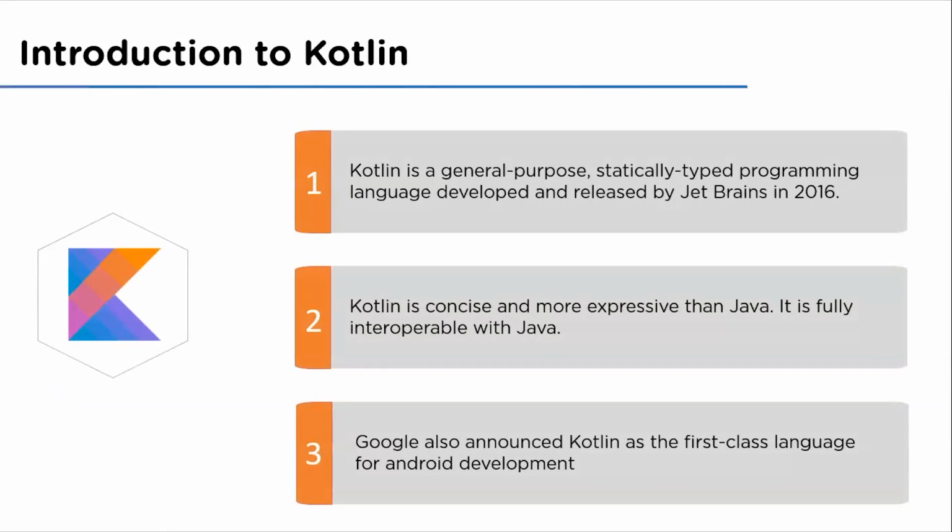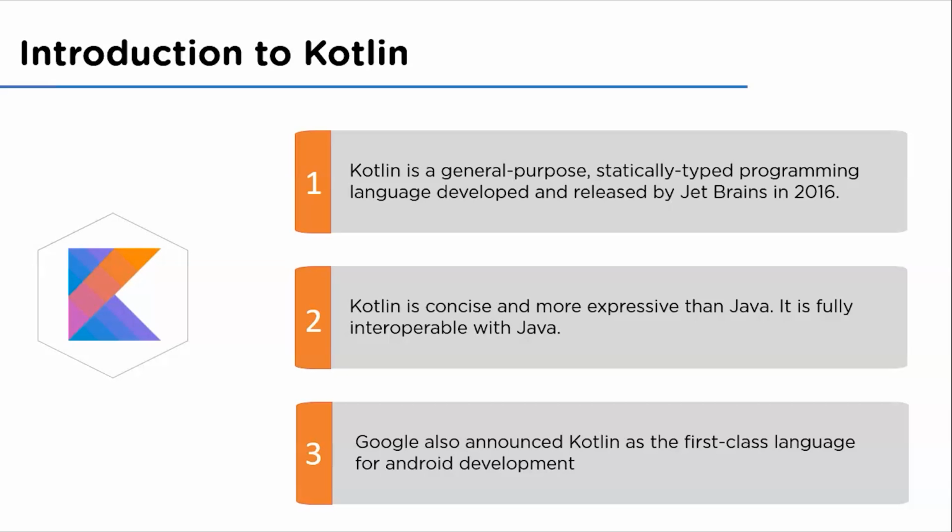Kotlin is a general-purpose, statically typed programming language developed and released by JetBrains in 2016. In 2011, JetBrains revealed the Kotlin project, which is a new language for JVM. And later, in February 2016, its first version, Kotlin 1.0, was released. This language is concise and more expressive than Java. It is fully interoperable with Java, and it is also said that Kotlin language is made by extracting all the good parts of different programming languages like Scala, JavaScript, Java, C Sharp, etc.